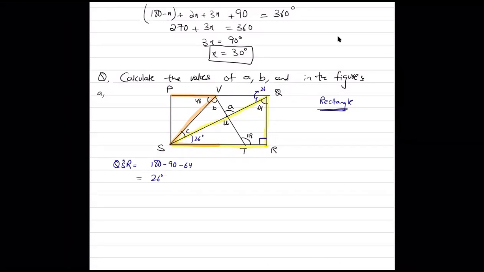Now total angle 48 है. Okay, angle C plus 26 must be equal to 48. C plus 26 is equal to 48. Property क्या है? Alternate angle. So C is going to be 48 minus 26, which is 22 degrees.